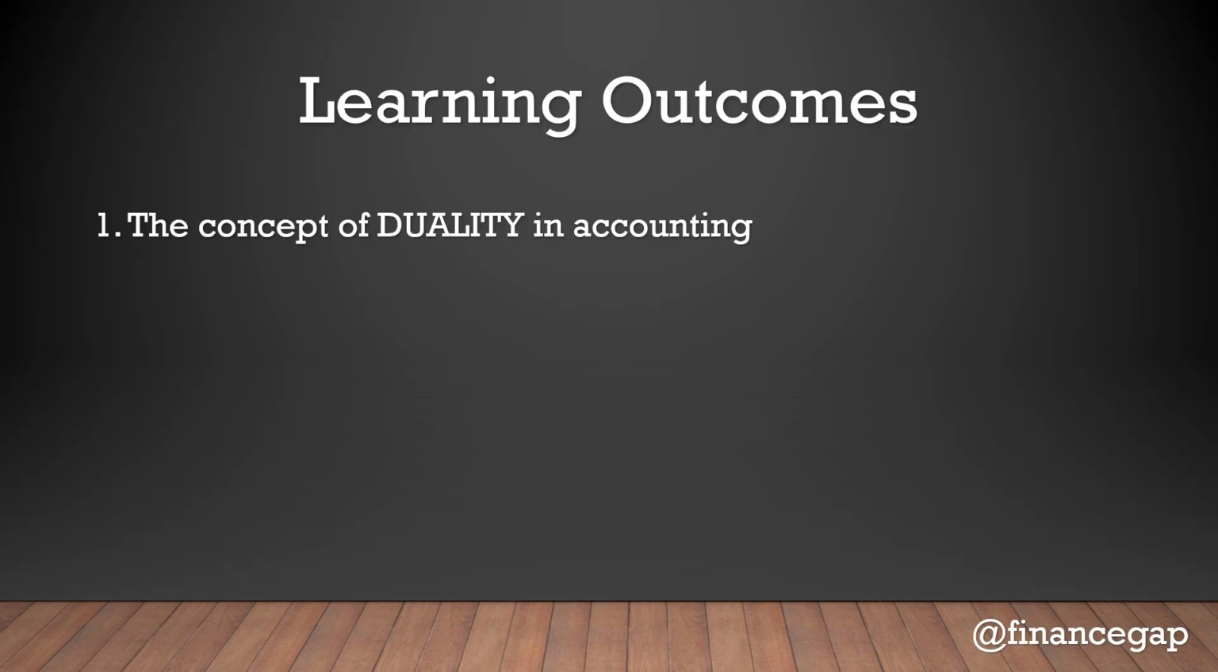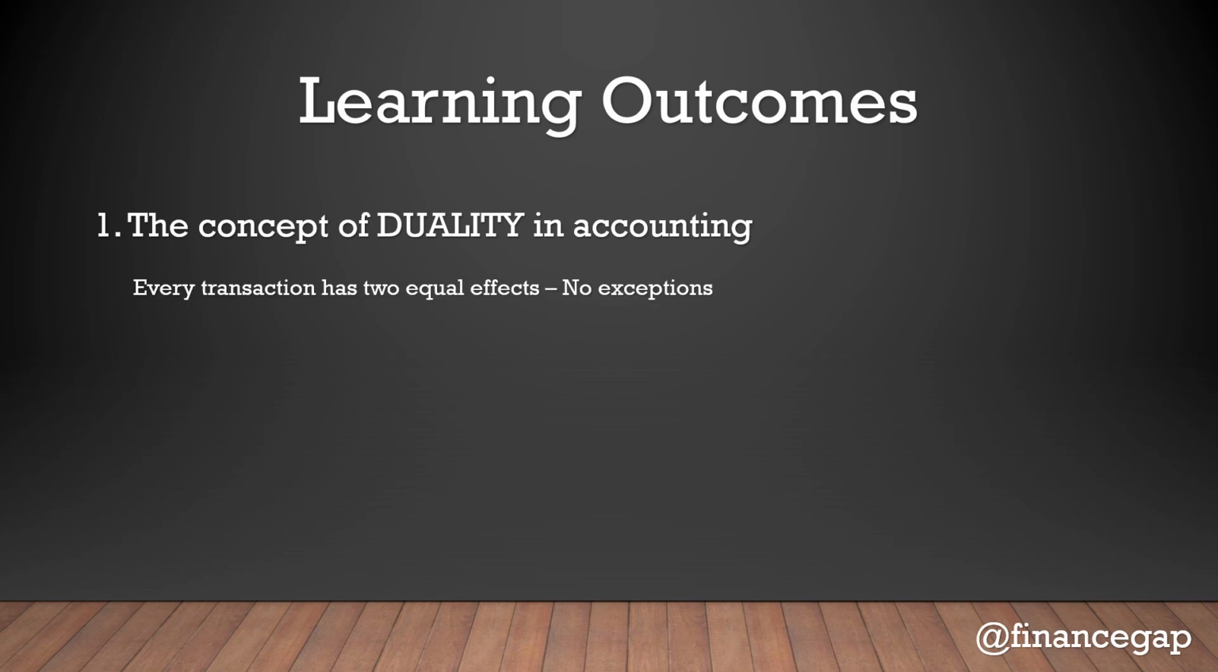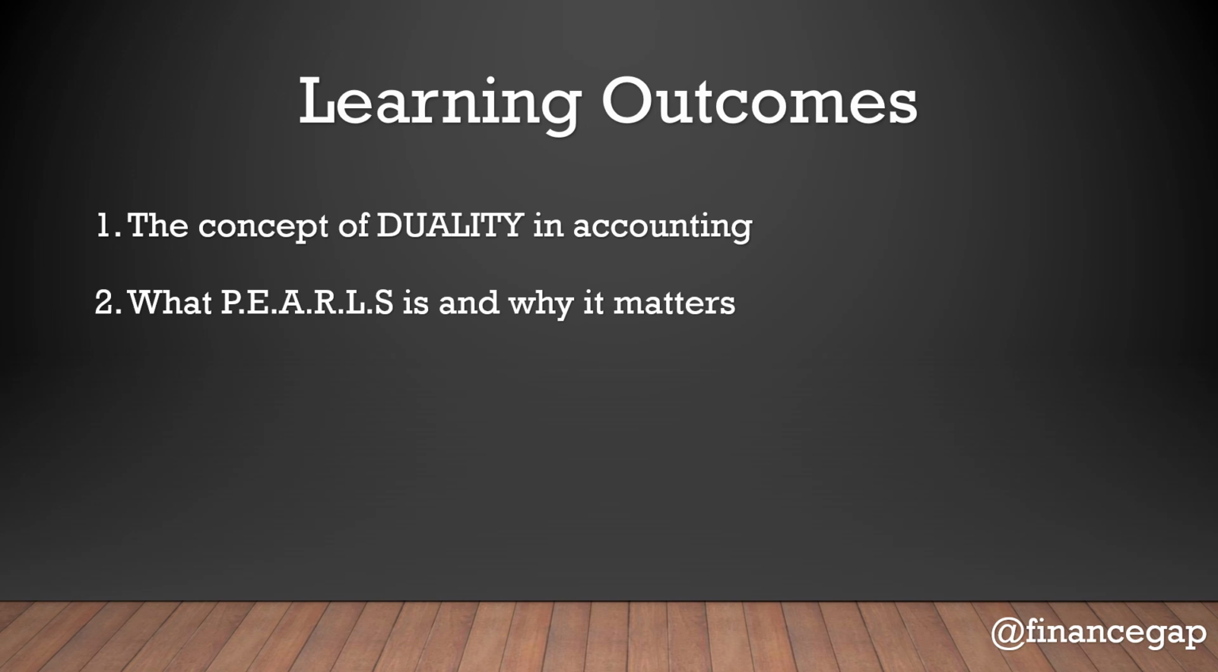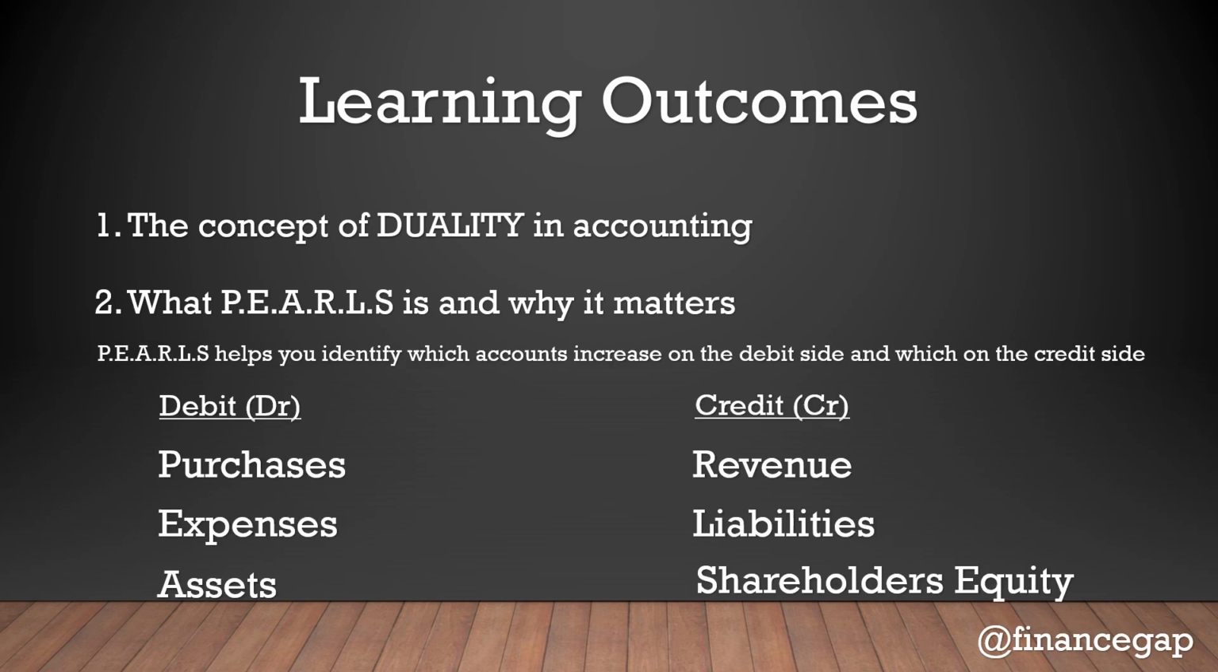So just as a quick review of the learning outcomes of this video, the concept of duality in accounting is that every transaction has two equal effects. There are no exceptions to this accounting rule. What PEARLS is and why it matters. Well, PEARLS helps you identify which accounts increase on the debit side and which on the credit side. And there's a list there for you again. Purchases, expenses, assets on the debit side, and revenue, liabilities, and shareholders' equity on the credit side.